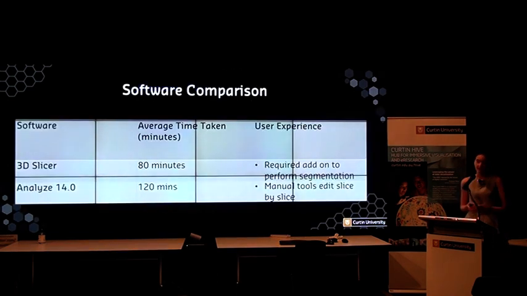So this is my table just comparing the 2 softwares. 3D Slicer approximately took about 80 minutes to perform a segmentation, whereas Analyze 14 took about 120 minutes. The differences in the time can be accounted for by the fact that obviously 3D Slicer is open source, so I could install a lot of add-ons, whereas with Analyze 14, that's not an option. I had to use the given tools that were provided in the software.